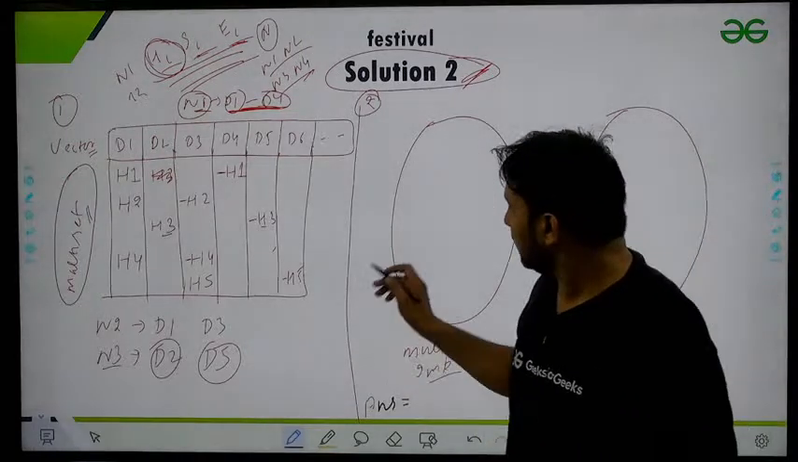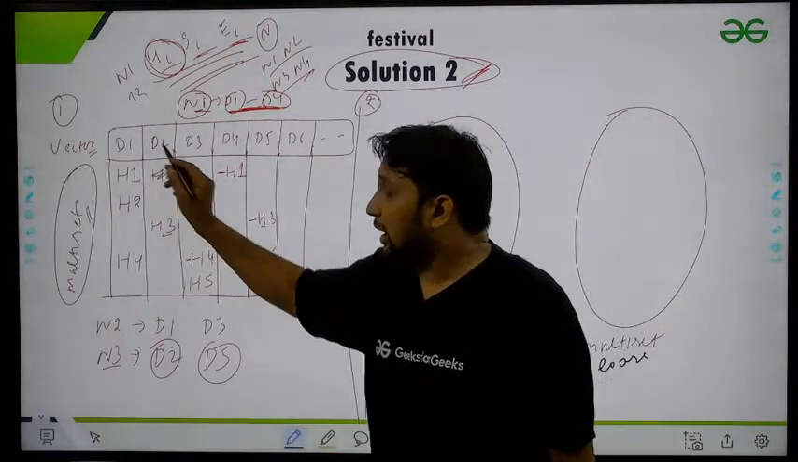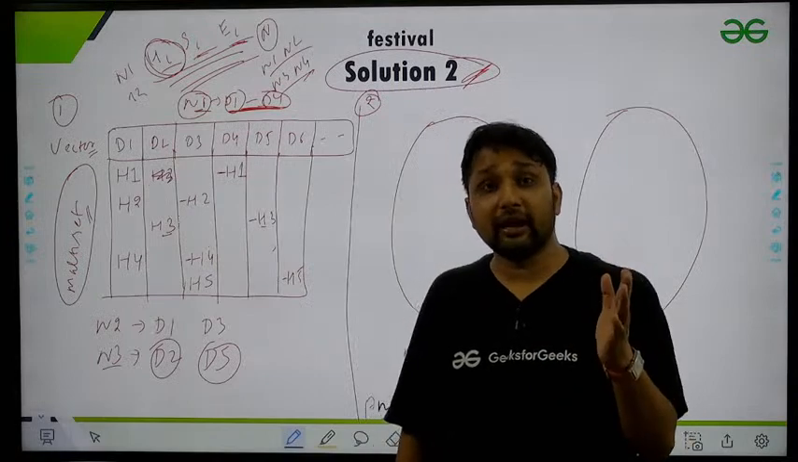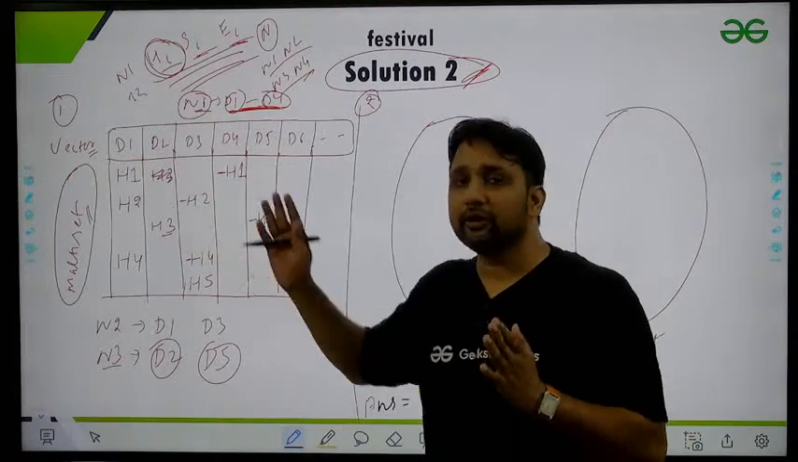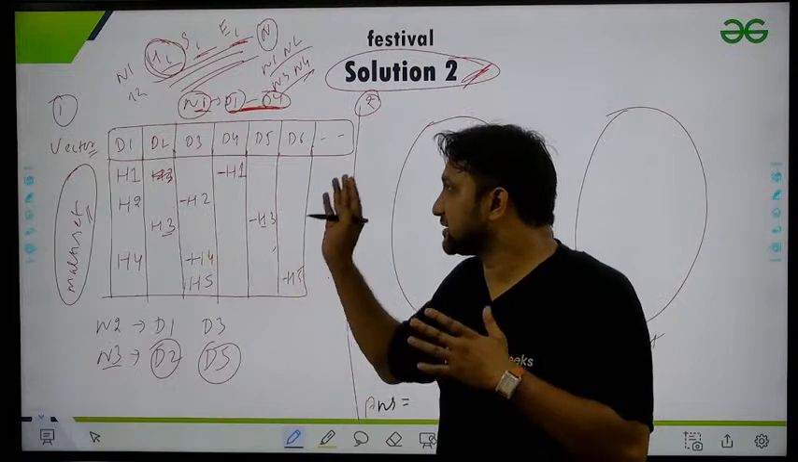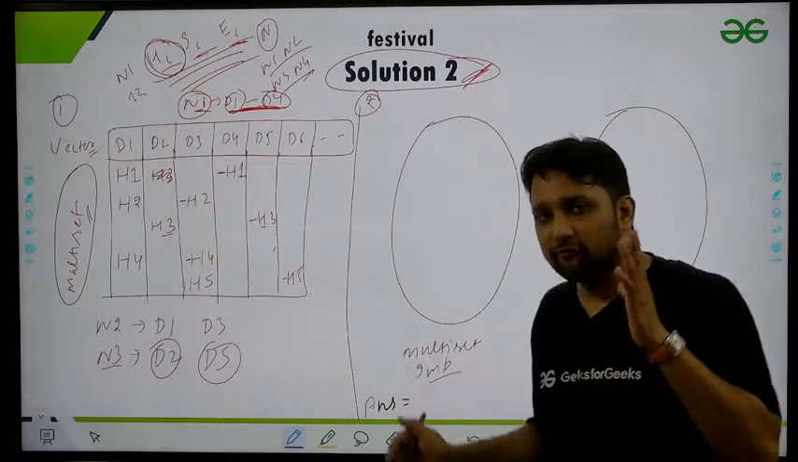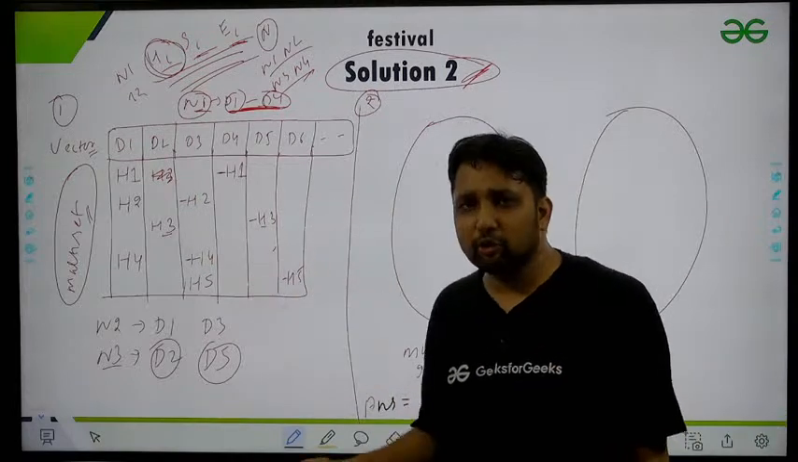Okay, what we'll do now? Now we will iterate day by day. Day 1, day 2, day 3, day 4, day 5, day 6, and so on. For the first day, let's iterate. What I will do is simple.